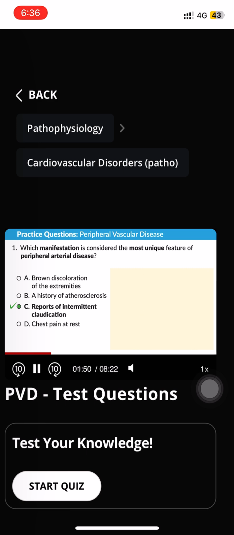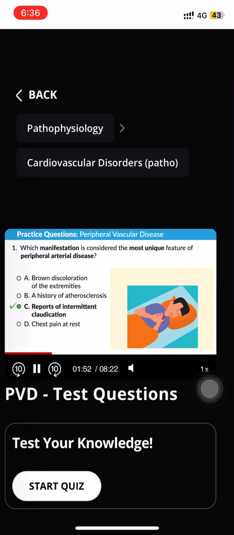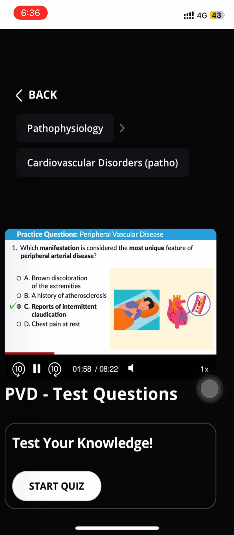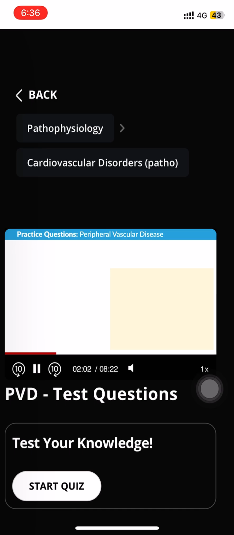Now, option D is incorrect. Chest pain at rest. There is technically no chest pain here. That's more for angina, and this is a leg problem with PAD. Okay, now moving on to question 2.